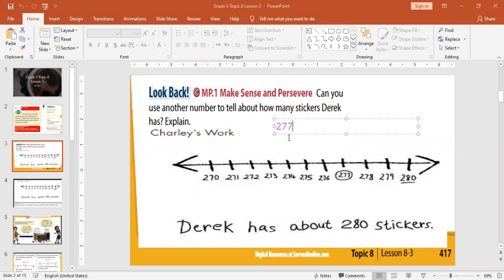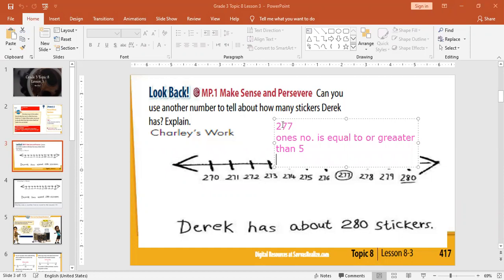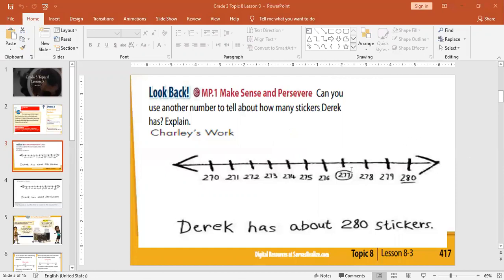So what is the ones number? It is 7. So if this ones number is equal to or greater than 5, I will add 1 to the tens number, and the ones number will go home and bring back 0. So this means that 277 will be 2, then 7 plus 1 equals 8, and 7 will go back home and bring back 0. So the answer will be 280. Or we can write it on a number line like this, and we choose: 277 is closer to what? It's closer to 280.